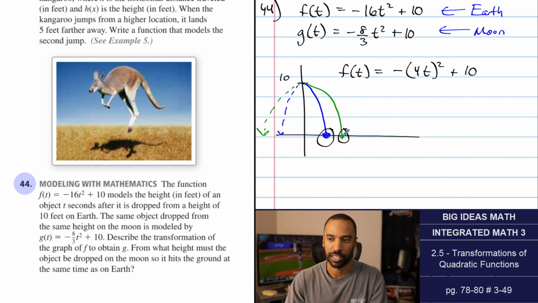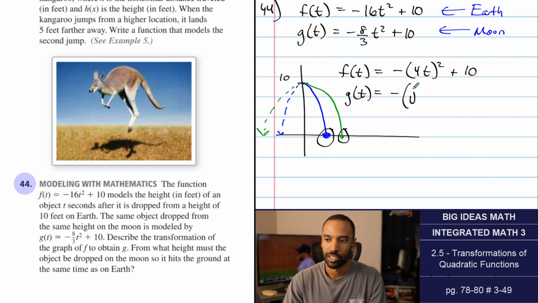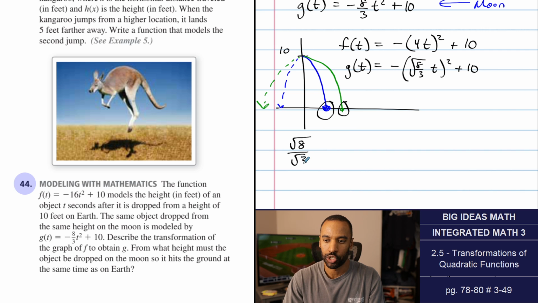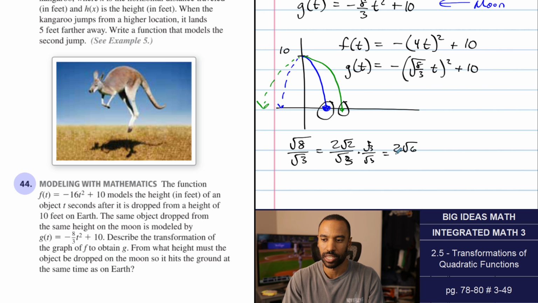Here's the problem. I've got to take the square root of 8/3. It's not going to be a clean number. g of t is negative square root of 8/3 t squared plus 10. I could do things like rationalize the denominator and simplify the radical. This is probably me way overdoing the problem, but I want to make sure that this is done right. 2 root 2 over root 3. If I rationalize the denominator, I get 2 root 6 over 3. So I'm going to turn this into 2 root 6 over 3.